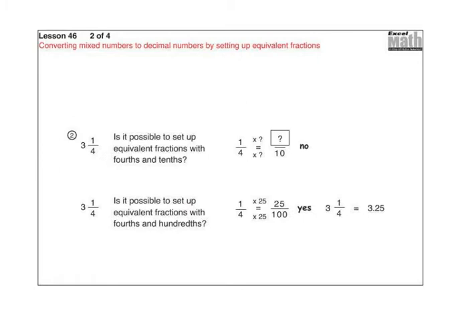All right, let's do a couple of these problems together. 3 and 1/4. Is it possible to set up equivalent fractions with fourths and tenths? So what they did is they took the 1/4 and they said, can we change this into tenths? 4 times something equals 10. Well, not really. I mean, 4 times 2.5 is 10, but not any whole numbers. It's not a real simple problem.